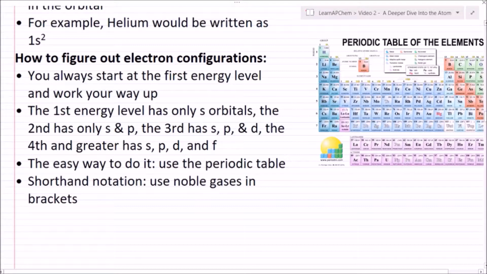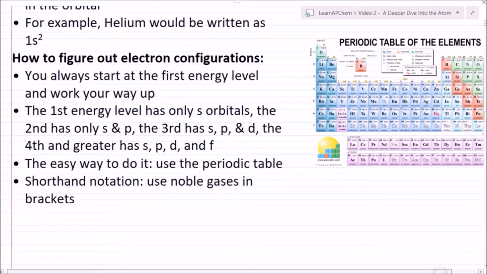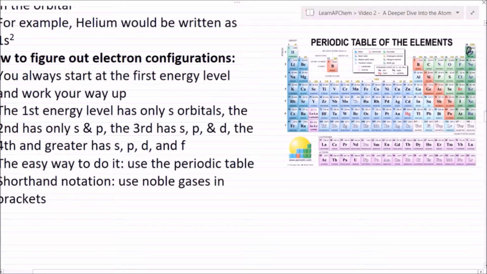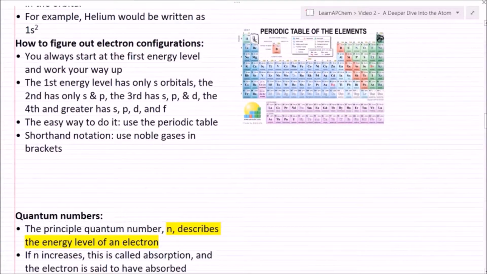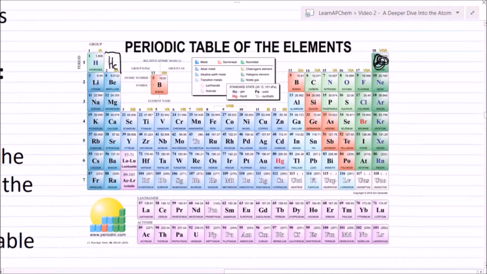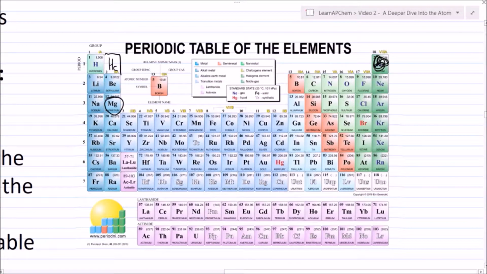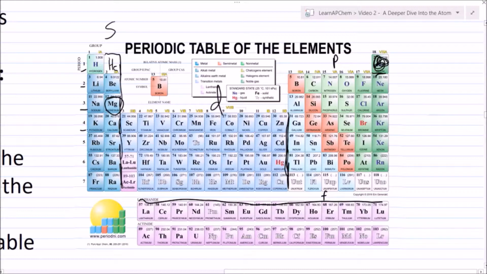Now there's a really easy way to do it, and that's to use the periodic table. So if we go over here, we have our periodic table, and let's pretend that helium is right here. So let's say we wanted to write out our electron configuration for magnesium. All we have to do is use this. So here is s, here is d, and here is p. And then these over here are f. And then here are our energy levels.